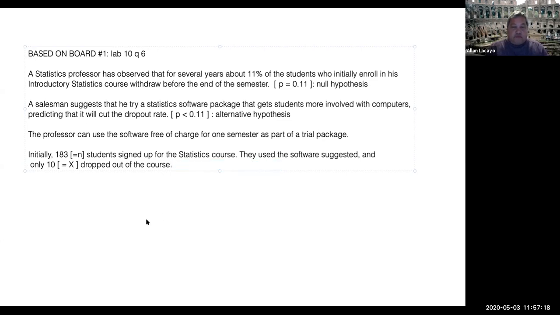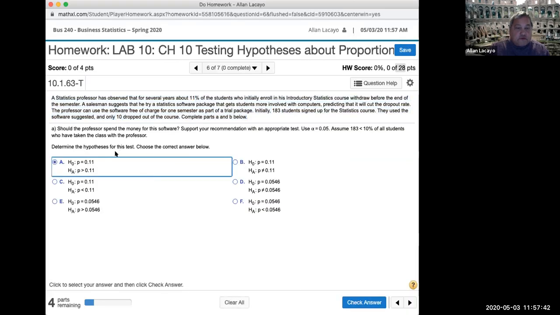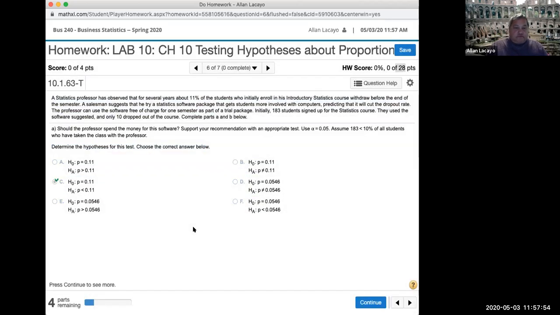Okay. So I know the null hypothesis, I know the alternative hypothesis, and I know what the data says. Now let me read part A. Determine the hypotheses for this test. So it's equal versus less than. So did you guys see where I got equals versus less than? Especially Jian, because you asked this.